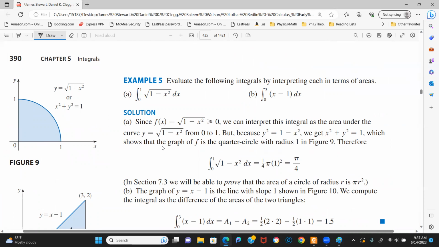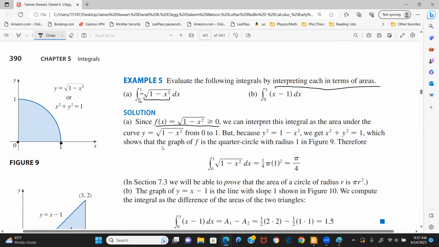So another way to evaluate integrals is to interpret them as areas. Here's this function, it's continuous, and you're considering the function over the interval 0 to 1. The function is positive, and if you plot it, it's like a quarter of a circle.